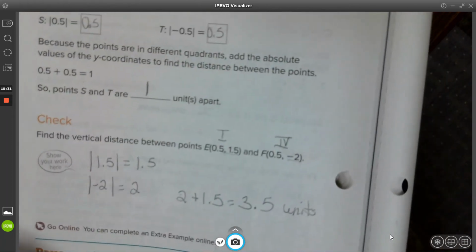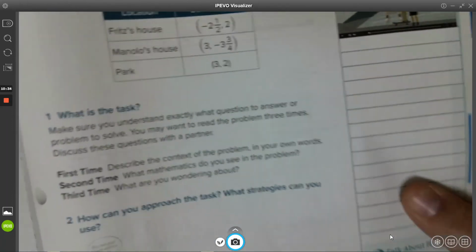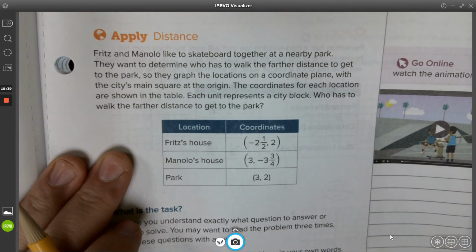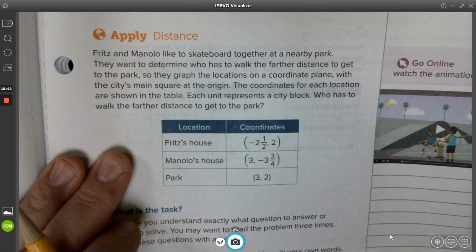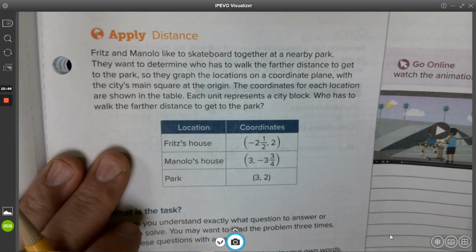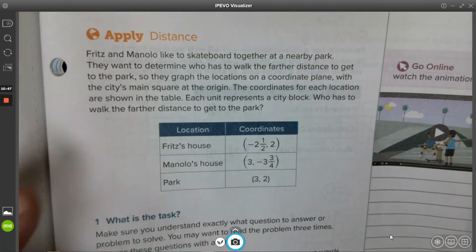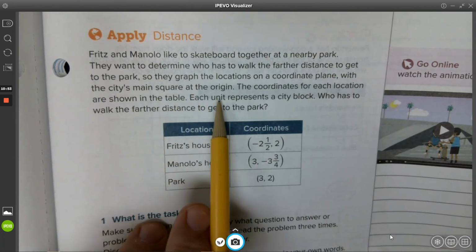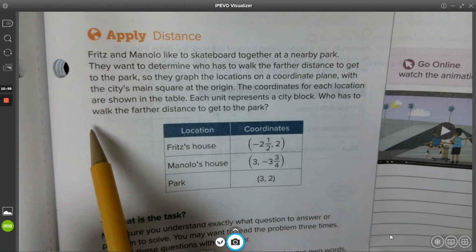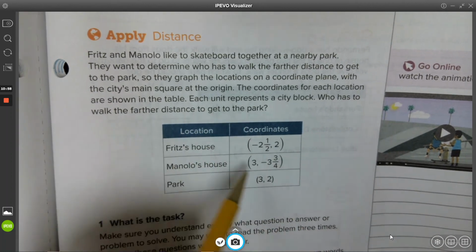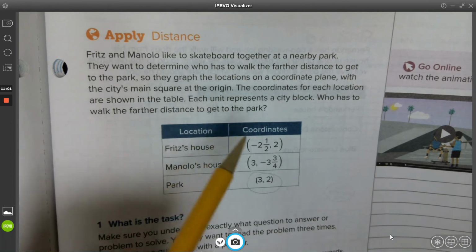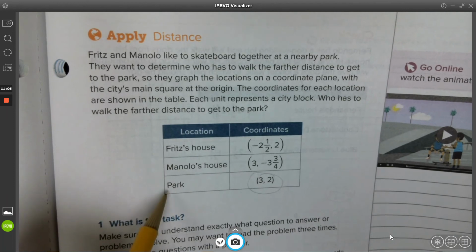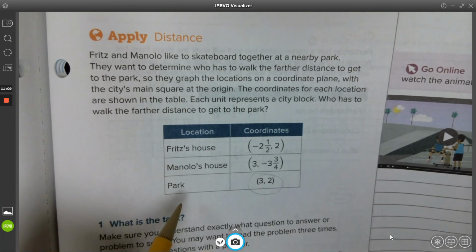All right. Last thing we have is our reply here. It says Fritz and Manolo like to skateboard together at a nearby park. They want to determine who has to walk the farther distance to get to the park, so they graph the locations on a coordinate plane, with the city's main square at the origin. The coordinates for each location are shown in the table. Each unit represents a city block. Who has to walk a farther distance to the park? So here's the park, okay? So what you're going to do is find the distance from Fritz's house to the park and from Manolo's house to the park and determine who has a further distance.